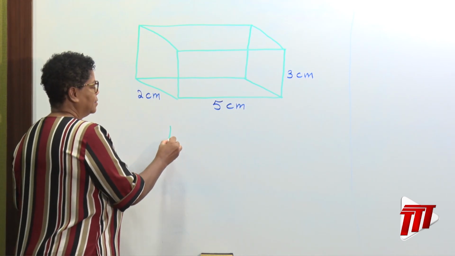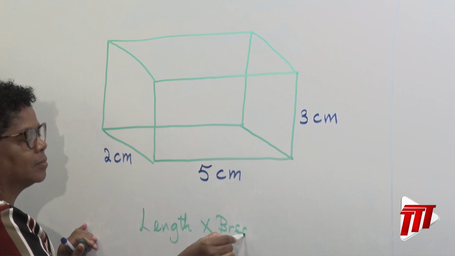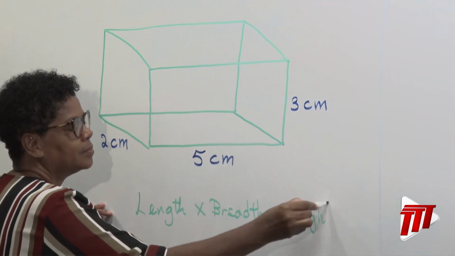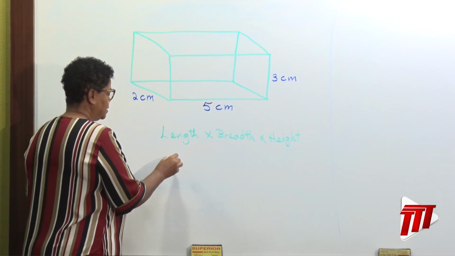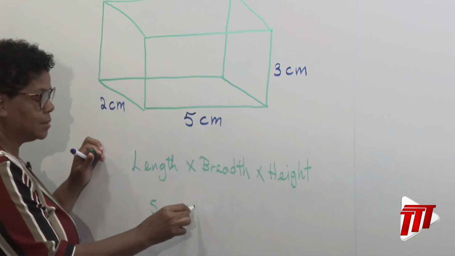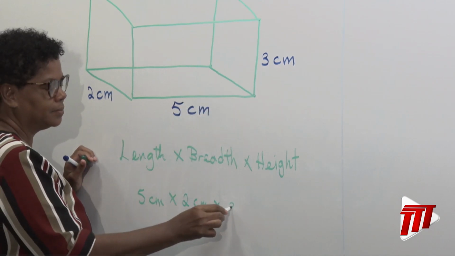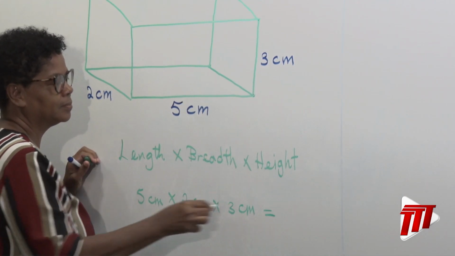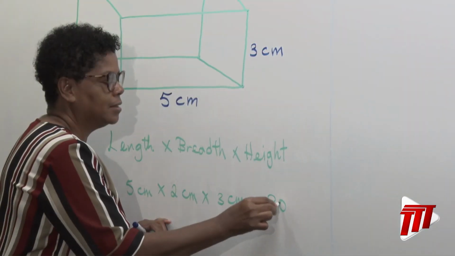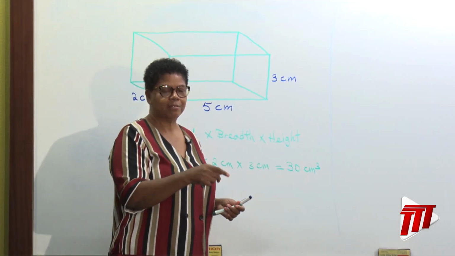So we have the length multiplied by the breadth multiplied by the height. Our length is 5 centimeters. 5 centimeters multiplied by 2 centimeters multiplied by 3 centimeters. 5 2's 10, 10 3's 30. 30 cubic centimeters.